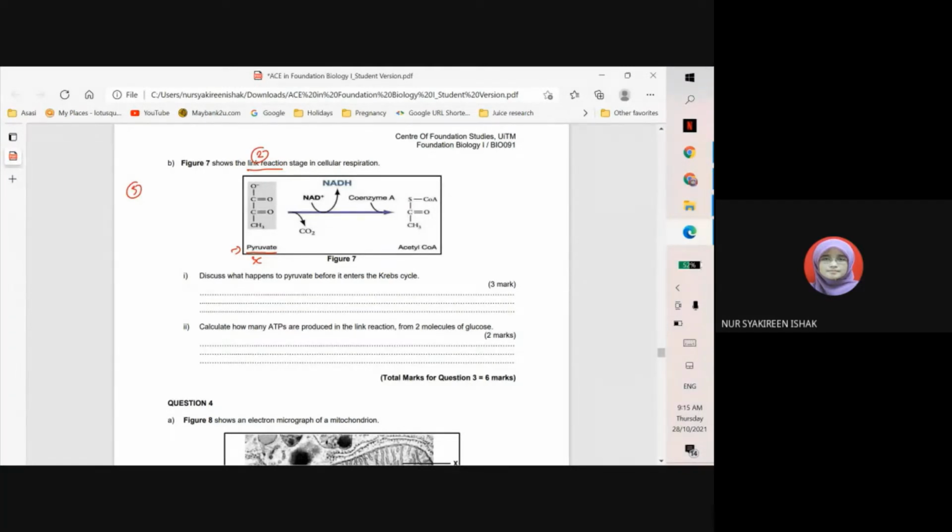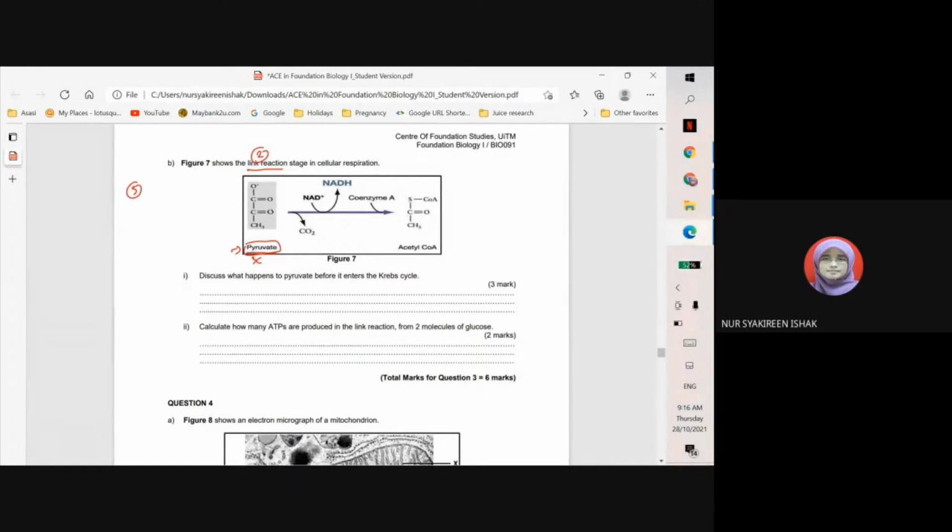Glycolysis is the only stage of cellular respiration that occurs in the cytoplasm. So the rest will occur in the mitochondria. Because pyruvate is produced in the cytoplasm, how can it enter into the mitochondria to continue the process of cellular respiration? It cannot, because pyruvate is a charged molecule, and it cannot easily diffuse through the membrane of the mitochondria.